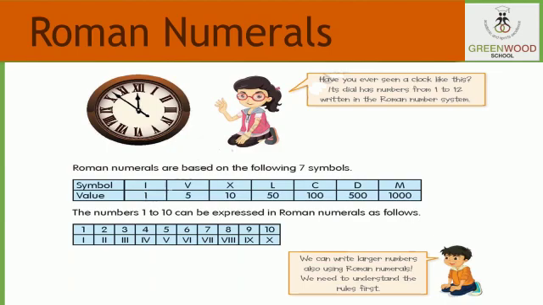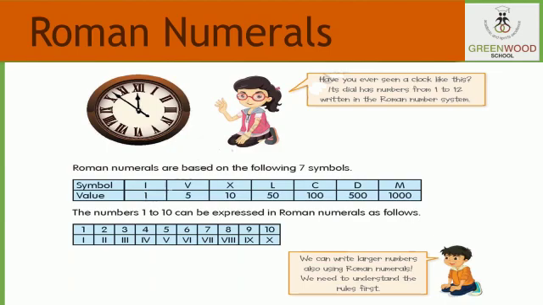The numbers 0, 1, 2, 3, 4, 5, 6, 7, 8 and 9 were first used by the Hindus and later by the Arabs to represent numbers. Hence, this system was called Hindu-Arabic numerals. Have you ever seen a clock like this? Its dial has numbers from 1 to 12 written in the Roman number system.